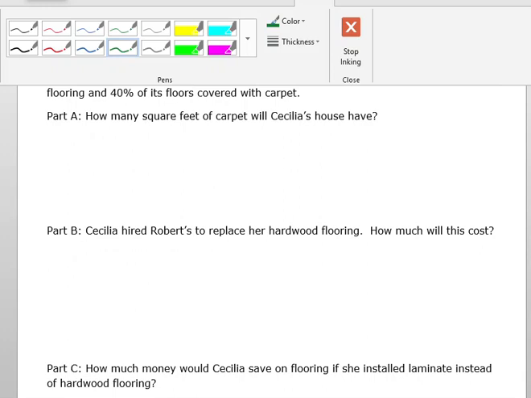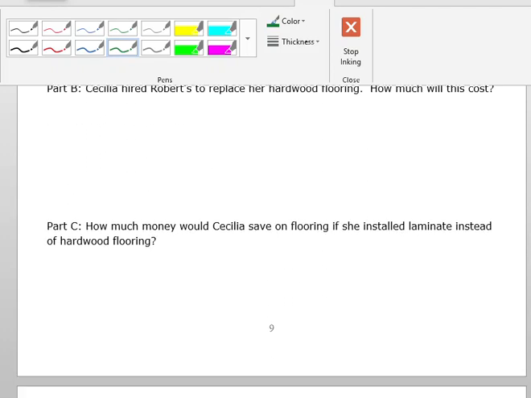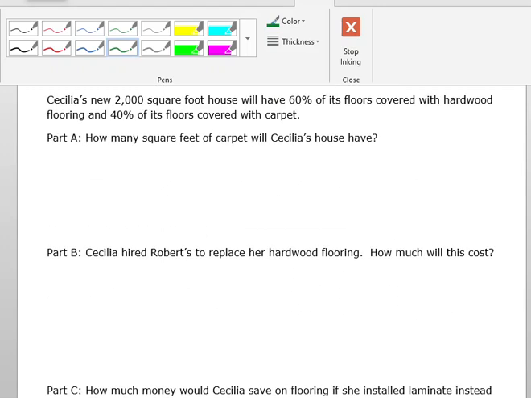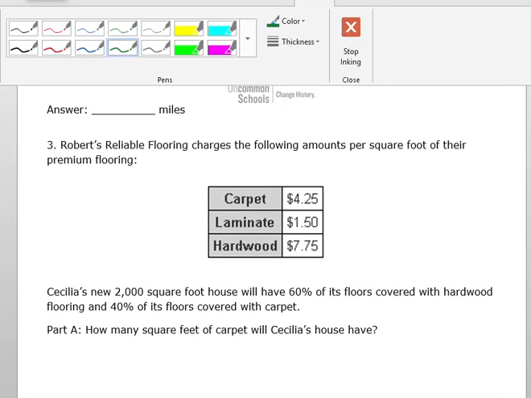Part B, oh, there's 3 parts. Let's read them all. Cecilia hired Roberts to replace her hardwood flooring. How much will this cost? Part C, how much money would Cecilia save on flooring if she installed laminate instead of hardwood flooring? All right, so we'll come back to these.